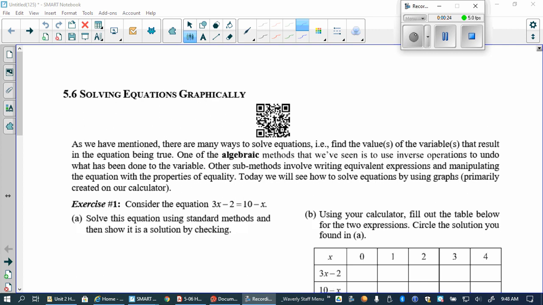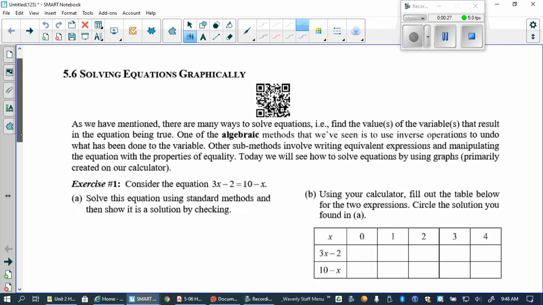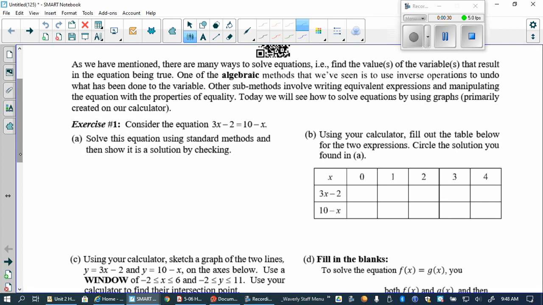Okay, so let's take a look at exercise 1. The equation is 3x minus 2 equals 10 minus x. Does that look like you can break that up into two separate equations that would need to be equal? Like one of them could be y equals 3x minus 2, and another one could be y equals 10 minus x. If you need them to be equal, couldn't you just graph them and see where they intersect? We'll save that for a little bit later.